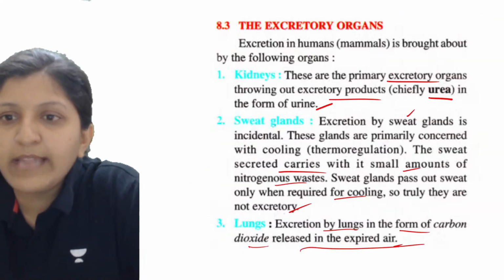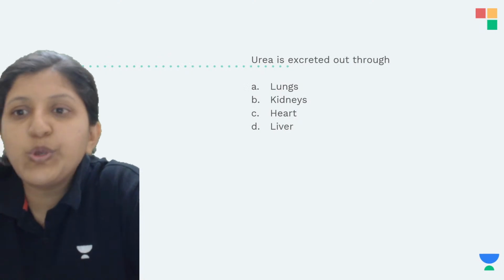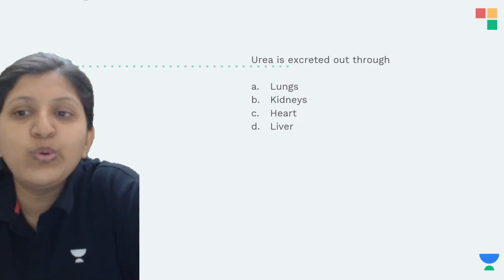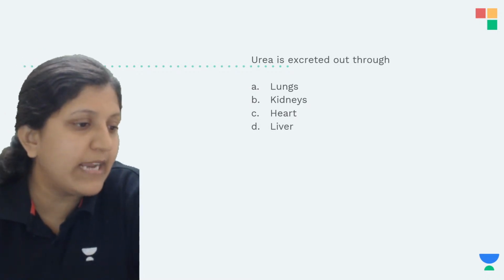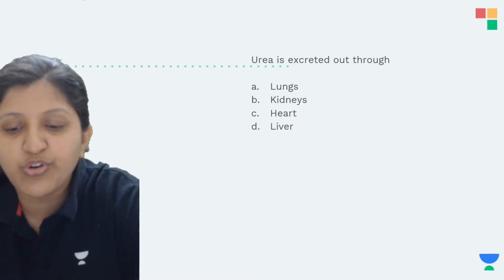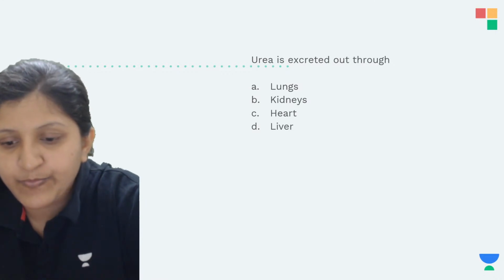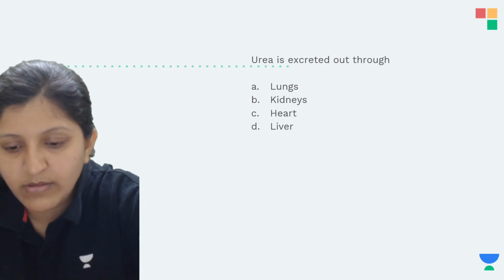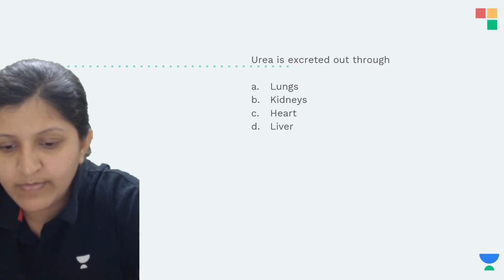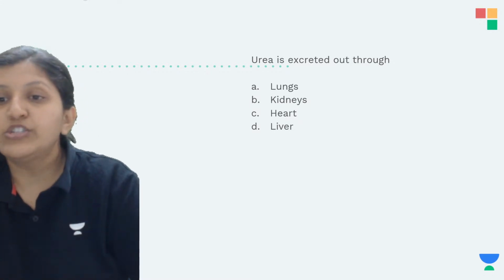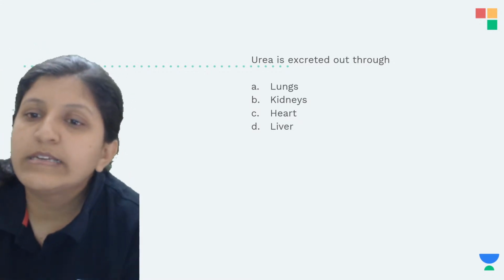So let's have a look at these questions here. Urea is excreted out through lungs, kidneys, heart and liver. So from where exactly does the excretion of urea occur? Okay, so this is through the kidneys.